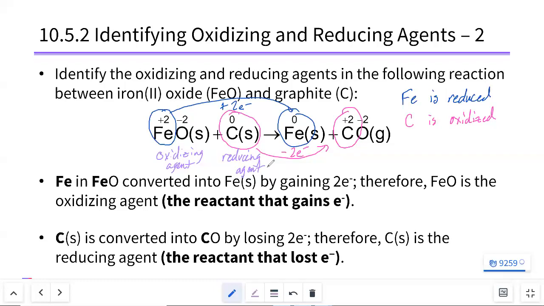In the case of the carbon, carbon was oxidized. It was also the reducing agent because it as an element was the reactant. But if my element is part of a compound, that compound is either the oxidizing agent or the reducing agent.